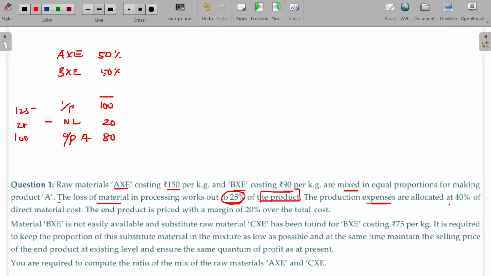The production expenses are allocated at 40% of the direct material cost. The end product is priced with a margin of 20% over the total cost. Right. Clear? Now, what about the cost you get? This one being 150 rupees. This one being 90 rupees. Okay, we assume we are supposed to manufacture 1 unit of output.